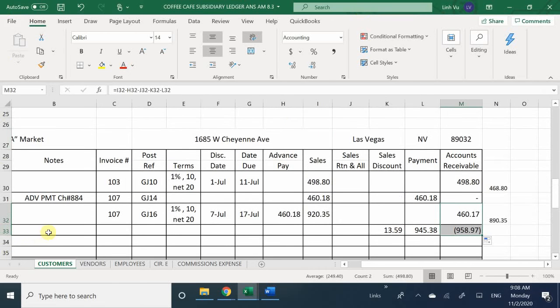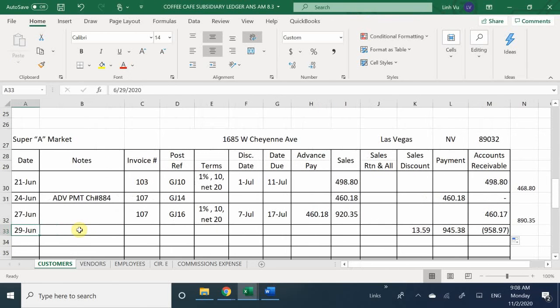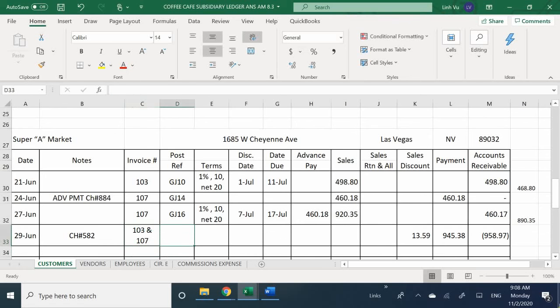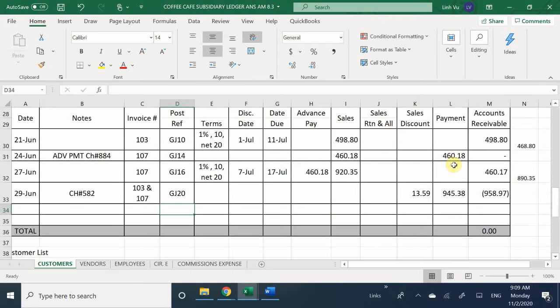So what I'm going to do here is I'm going to go ahead and fill in the rest of my subsidiary ledger. So what check number did Super A Market send us? 582. And we know it's for invoice 103 and invoice 107. There you go. General Journal 20. Okay. So here is our ledgers.